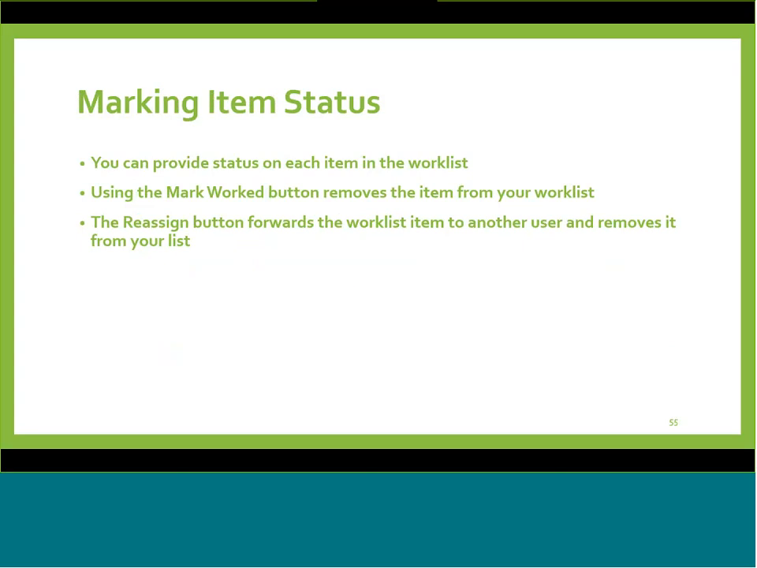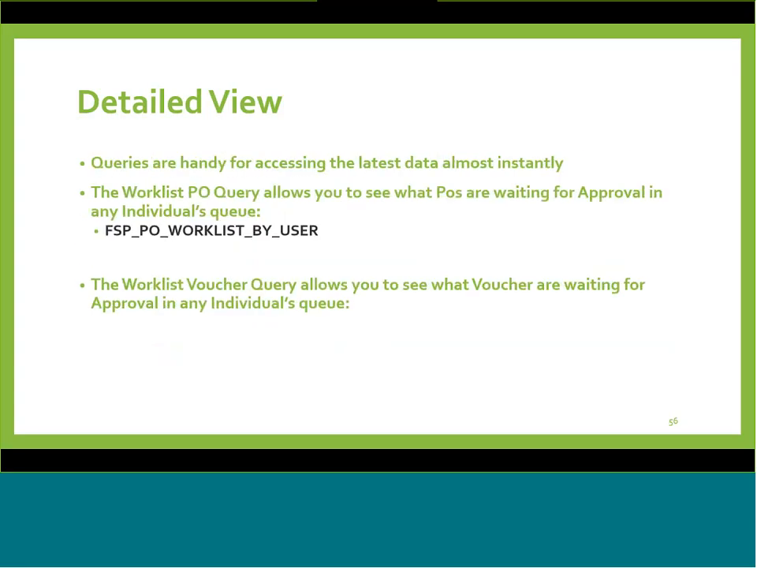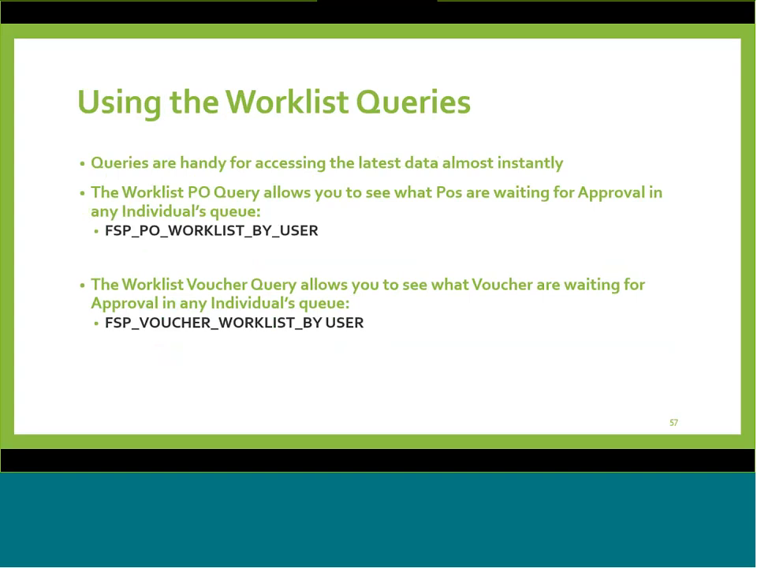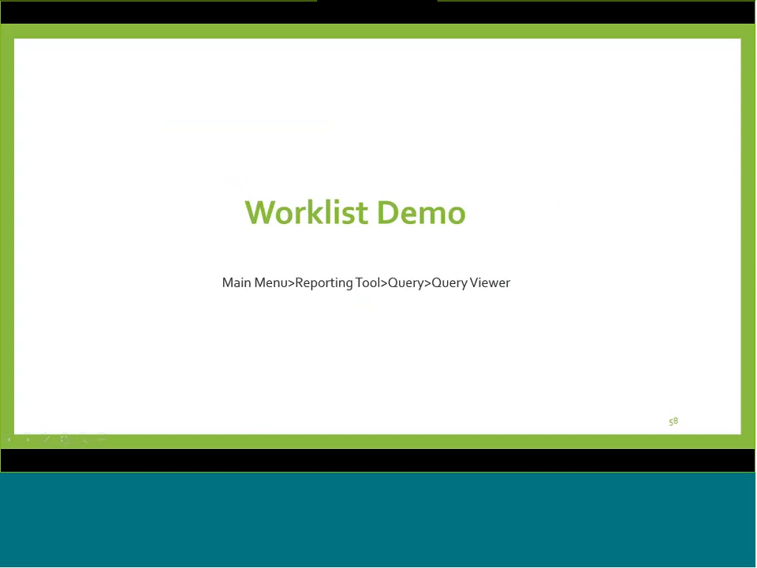Again, you can mark your status on each item, and you can have a less detailed view or a more detailed view, and we're going to show you how to do that. So we also have come up with 2 work list queries, which are really super handy. I'm going to show you how to access those queries, and that way you can see what's in somebody's work list. And you can also export it to Excel so that you can sort it and target the kinds of items that you need to do more quickly. So let's go to the demo.